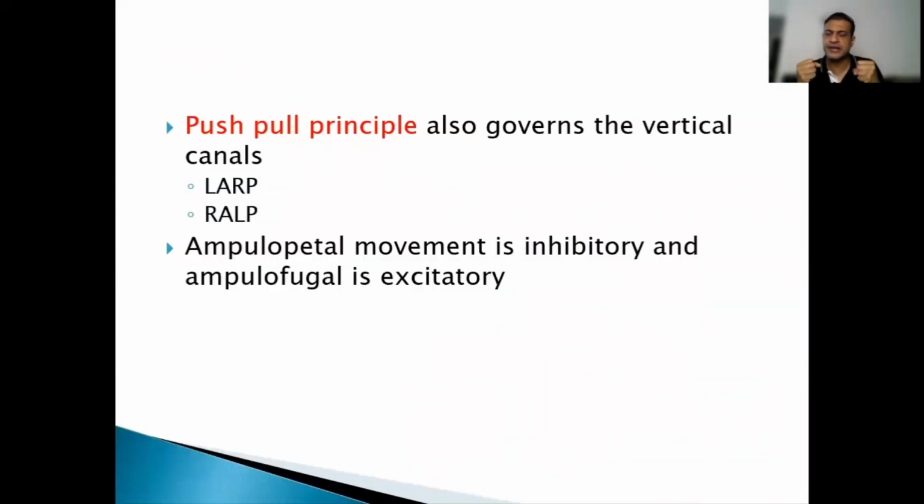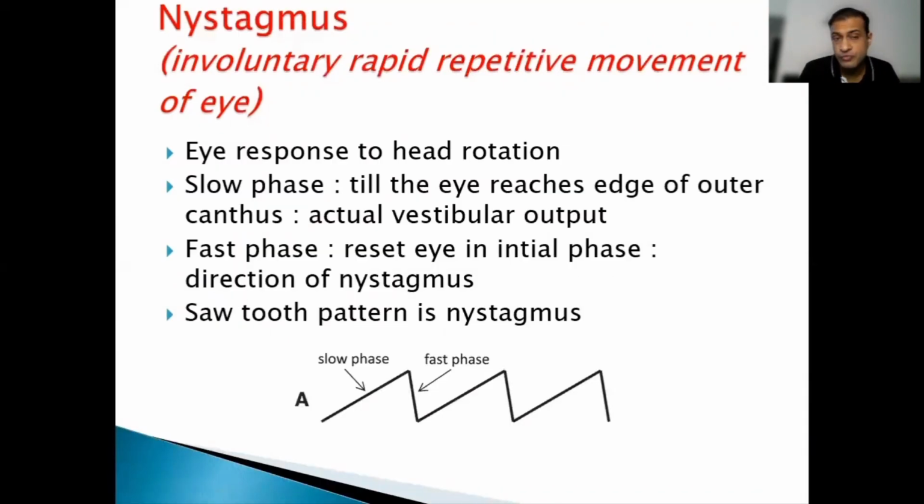So it is this push-pull mechanism, and similarly it is the same push-pull mechanism which also acts on the anterior and the posterior semicircular canals, and this also governs the vertical canals. However, based on Ewald's law, in the vertical canals the ampullopetal movement is inhibitory and the ampullofugal movement is excitatory. So what is this nystagmus?